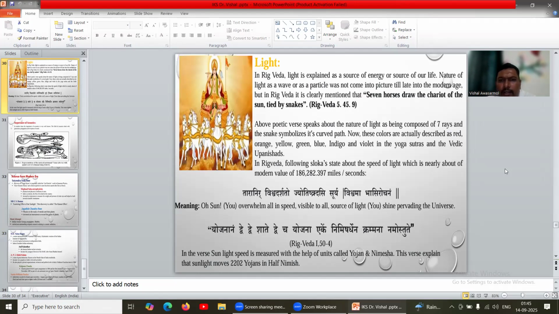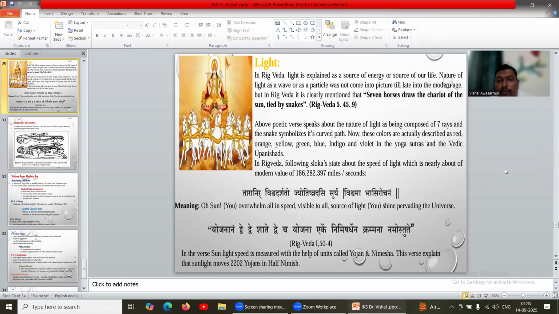Now these colors are actually described as red, orange, yellow, green, blue, indigo, and violet in the Yoga Sutras and the Vedic Upanishad. In the Rig Veda, the following shloka states the speed of light, which is nearly the modern value of 186,282.397 miles per second.